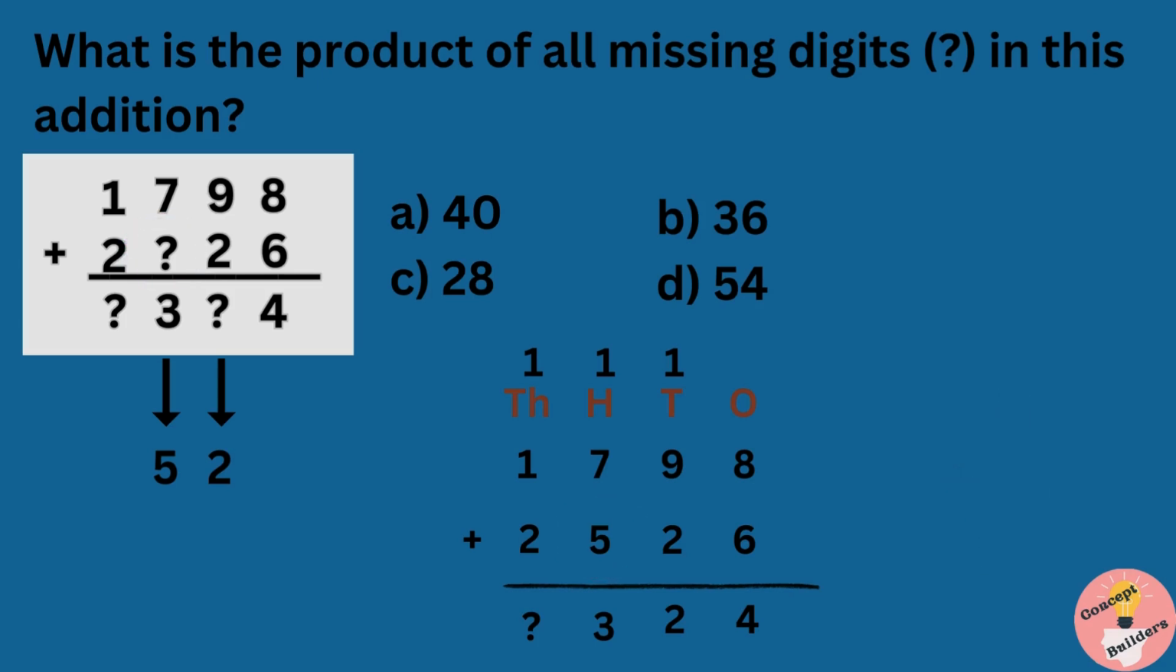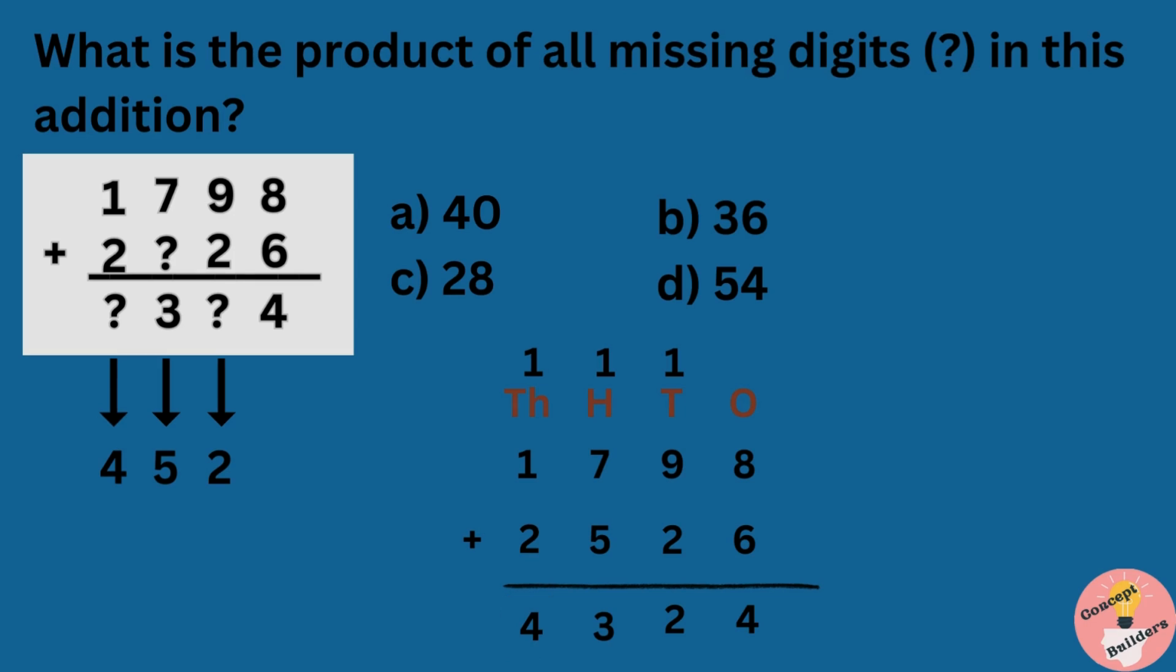And finally, we move on to thousands place. Here we have 1, 2, and carry over 1. So, total 4. We put 4 here at the place of the third unknown digit. So, 4 is the value of the third unknown digit.